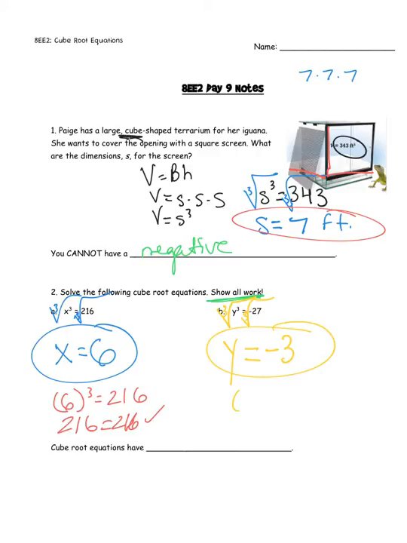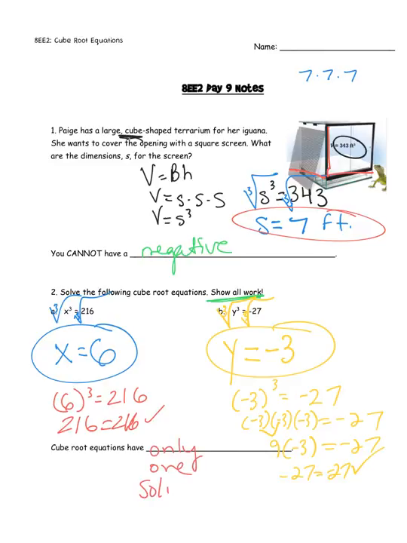Now, if we want to check ourselves, negative 3 cubed should equal negative 27. I'm going to write this in expanded form just to make sure that I am correct. So negative 3 times negative 3 is 9, times negative 3 is, in fact, negative 27. So I did get this correct. Keeping in mind at all times that cube root equations have only one solution, because your answer is either going to be positive or negative. In this case, it's not going to be both.